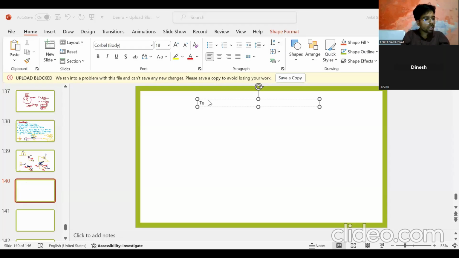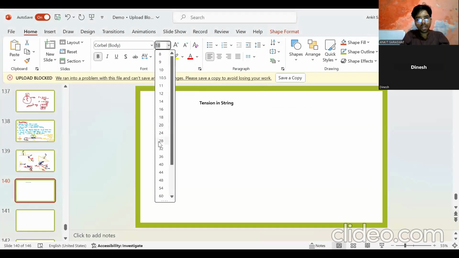So write down the heading. Today already we have learned like normal, okay? So today we are going to study tension in string. This topic we will understand in depth. What is the meaning of tension in a string? Write down this heading.